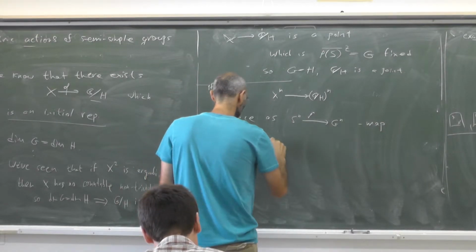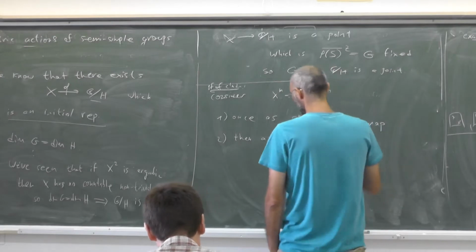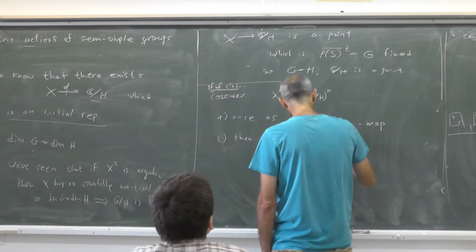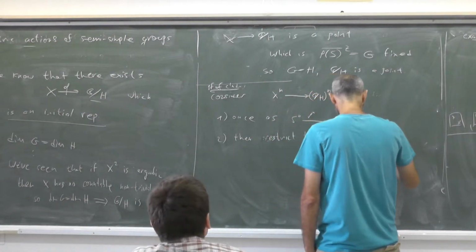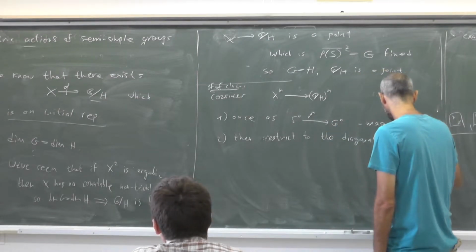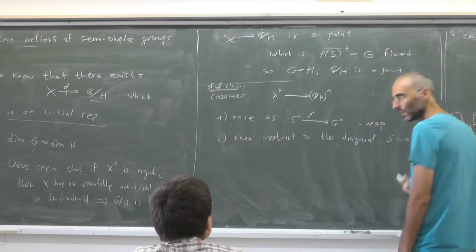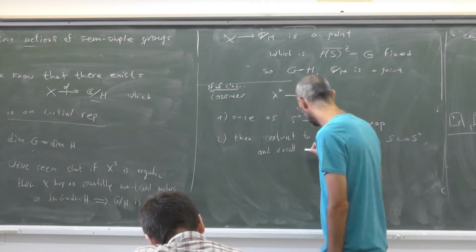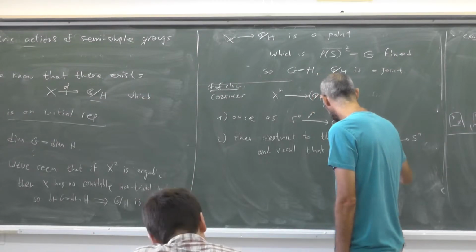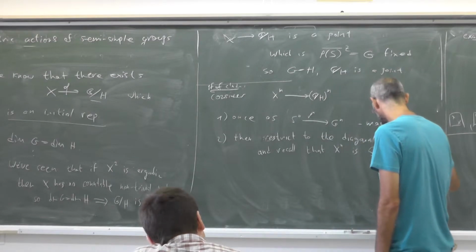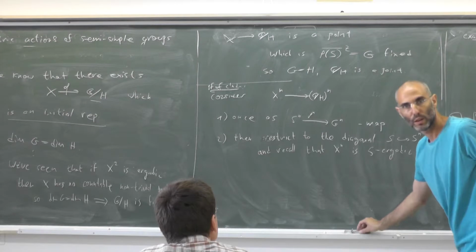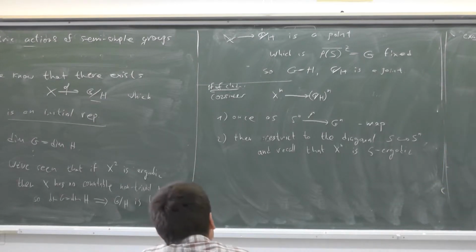Then restrict to the diagonal inside S to the n, and recall that X to the n is S algebraic. So to do both things, let's start with one.